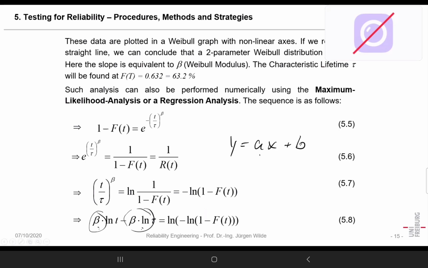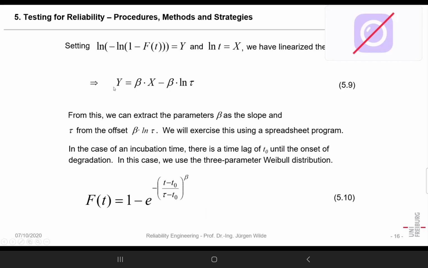We will not do it because we are doing engineering, not mathematics here. So that was enough of math here. And in that way, we can see the y value is beta x minus beta ln tau. And in that way, we can get the parameters, and one is the slope, and the other is the tau, which we get from the offset of that curve.